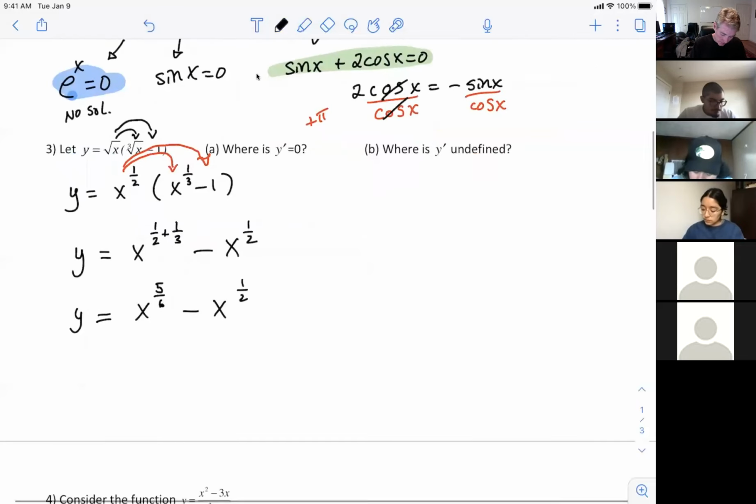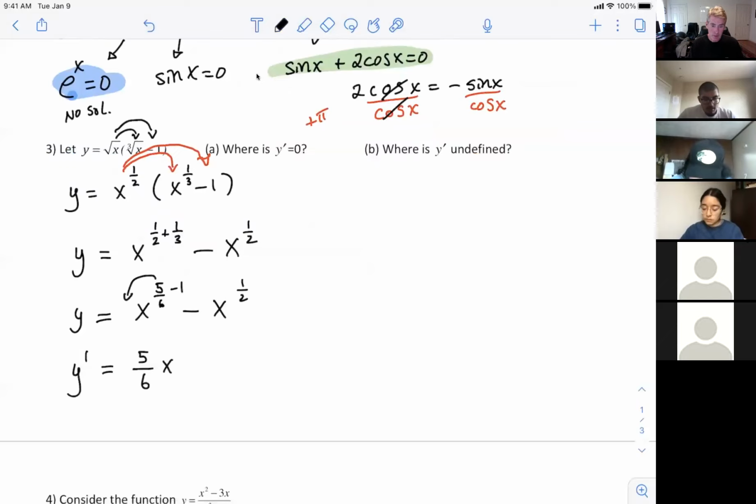Now take the derivative. So just use the power rule. So the first one will be 5/6 x. So bring it down in front and multiply, and then subtract 1. So 5/6 minus 1 would be negative 1/6. And then do the power rule on the next one. So bring it down and multiply and then subtract 1. And then a half minus 1 will be negative a half.